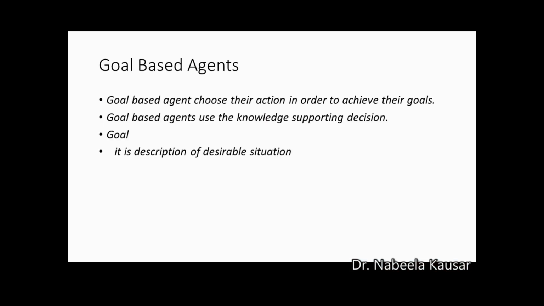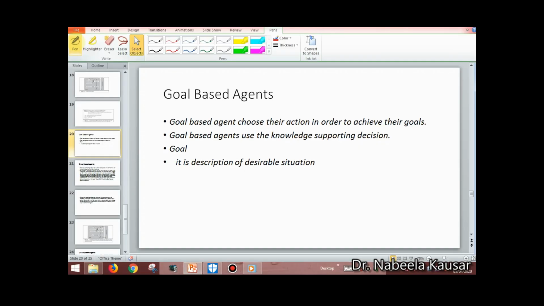The next type of agents we are going to discuss are the goal-based agents. Goal-based agents choose their actions depending on their goals. A goal is any desirable situation. So a goal is specified for the agent. Goal-based agents use knowledge supporting the decision of their goal. So the goal-based agent chooses its action depending on its goal.